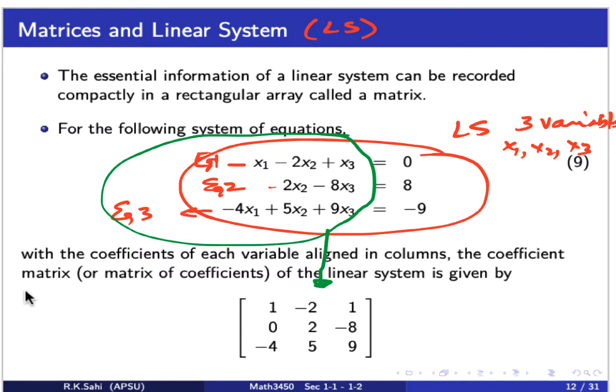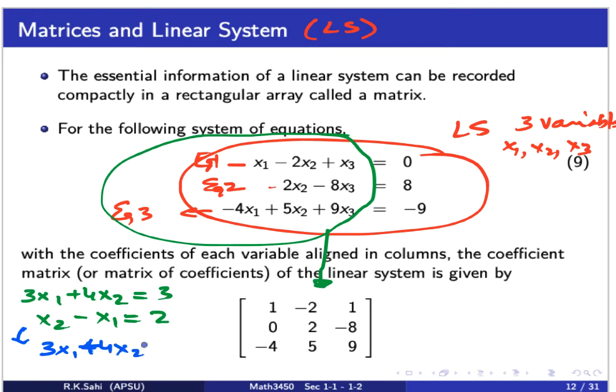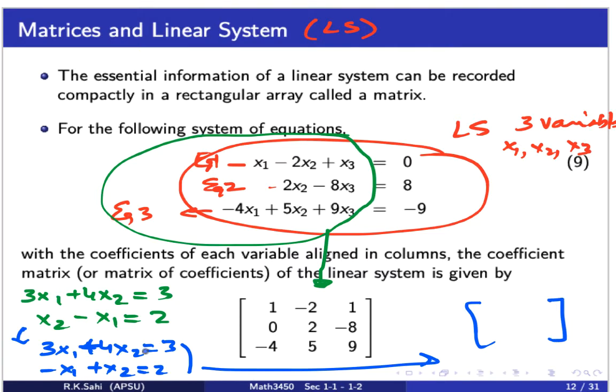Okay. For example, let me show you here. If I have an equation, say 3x1 plus 4x2 equals 3, and then I have x2 minus x1 equals 2. Now, when I want to write the matrix form, I have to make sure I write x1 beneath x1 and x2 beneath x2. So I'm just going to rearrange this one so that when I write the matrix form of the left-hand side of this linear system, I won't make any mistakes. So it's minus x1 plus x2 equals 2. When I write down the matrix form, I'm looking only at the variables, not at the right-hand side of the system. So that is going to be 3, 4, minus 1, 1.